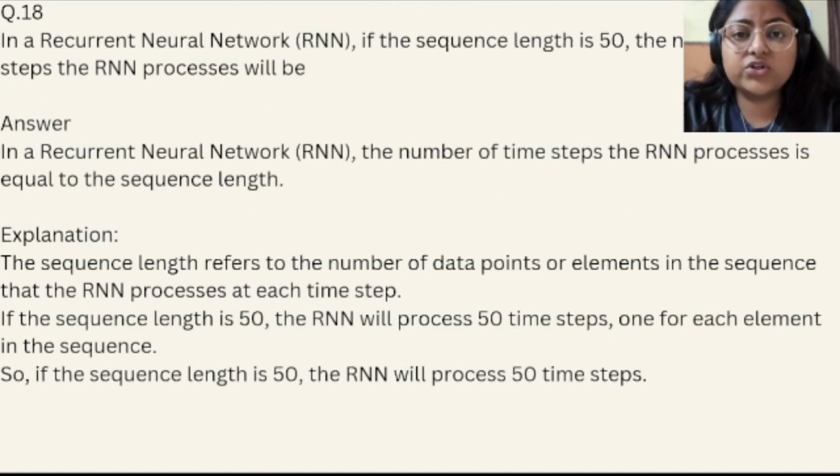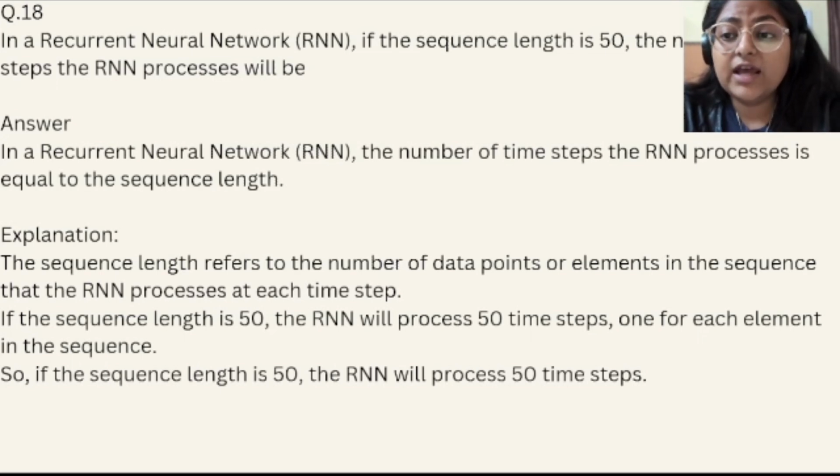Up next is question number 18, which says in a recurrent neural network, RNN, if the sequence length is 50, the number of time steps the RNN runs will be. We basically have to calculate the steps required for the recurrent neural network. The answer is that the number of steps required in this process will be equal to the sequence length only. So the sequence length given in the question is 50, so the number of steps required would be 50 only.